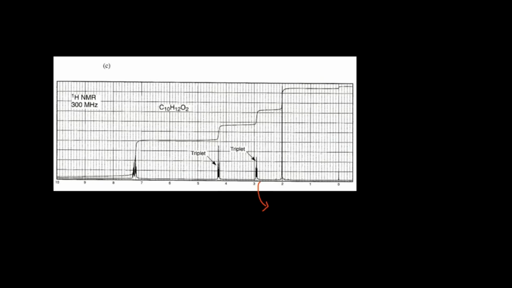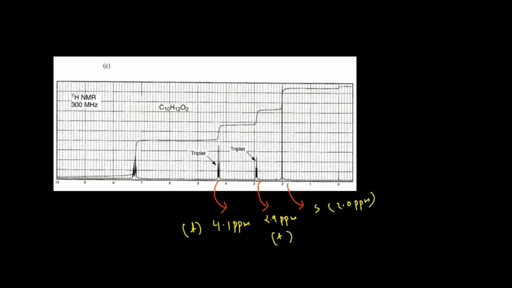This signal and this signal, and again you are having this particular signal. So these three signals are there. It is resonating at nearly 4.1 ppm. It is a triplet again, and it is resonating at 2.9 ppm. And it is again a triplet, and this is a singlet which is present at 2.0 ppm.